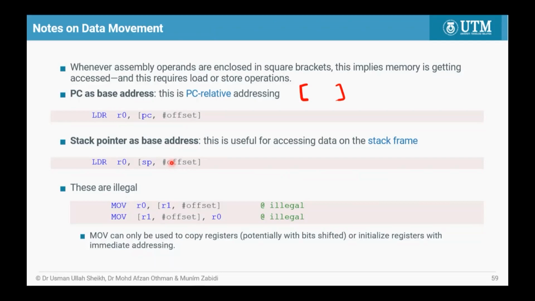And for the MOV, you cannot use this bracket here. It is illegal. Why? The MOV is for moving between register and register, or between register and immediate value. It cannot be used between register and memory address. It is illegal, so you cannot do these things.